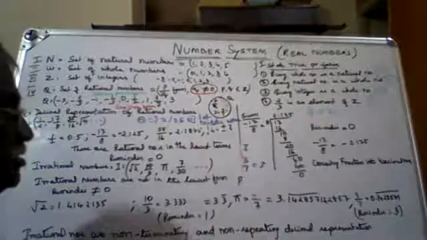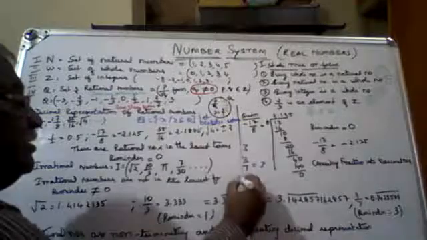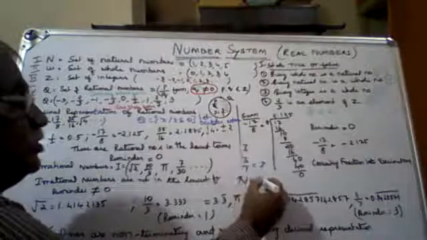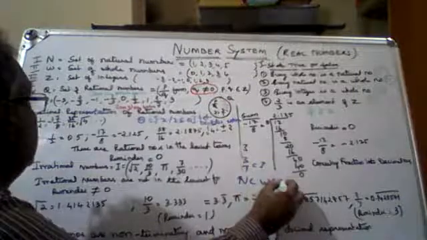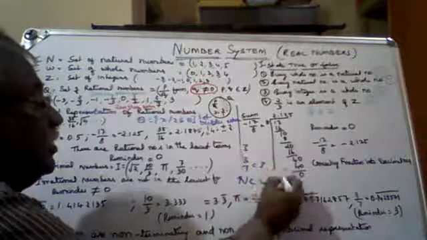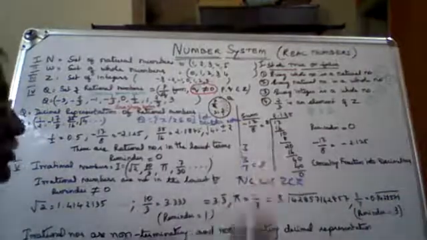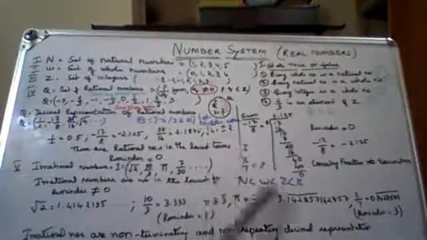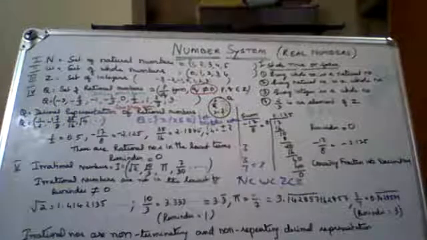So you can write like this. N is a subset of W. W is a subset of Z. And Z is a subset of Q. So you can draw 4 diagrams. Tomorrow we'll draw and show you.